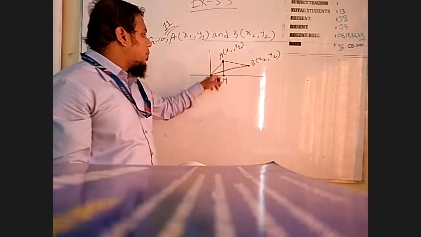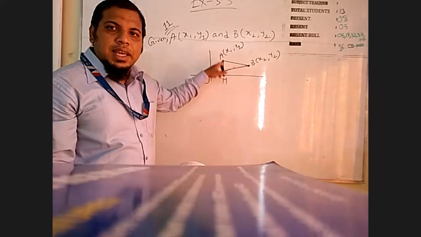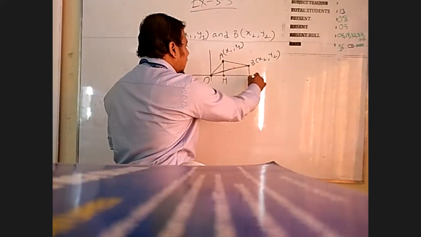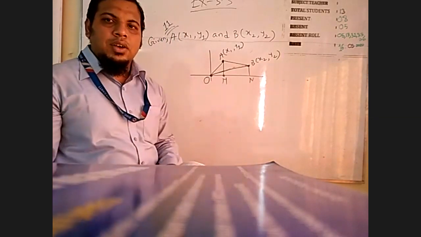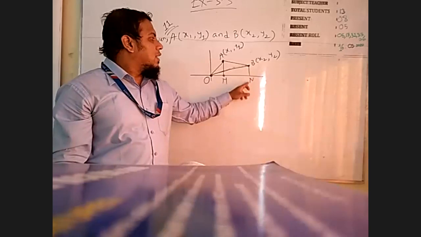We have to draw a perpendicular line from point A to the x-axis. It is AM. And again, we have drawn another perpendicular line. It is BN. Can anyone say what is the length of BN?